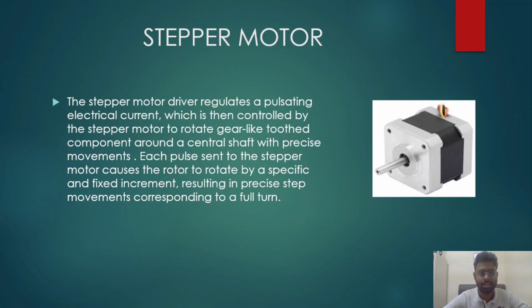The next one is about the stepper motor. The stepper motor driver regulates a pulsating electric current, which is then controlled by the stepper motor to rotate a gear-like toothed component around a central shaft with precise movements. Each pulse sent to the stepper motor causes the rotor to rotate by a specific and fixed increment, resulting in precise step movement corresponding to a full turn. On the right over here, this is an example of a stepper motor.